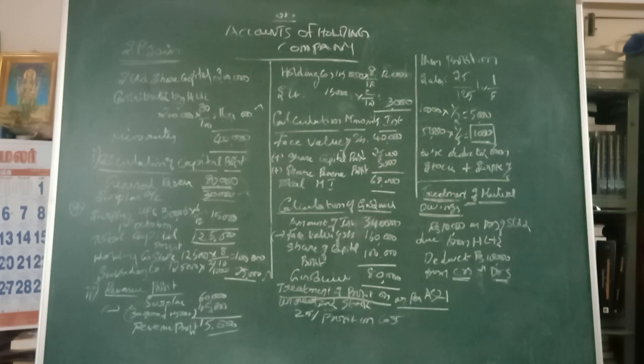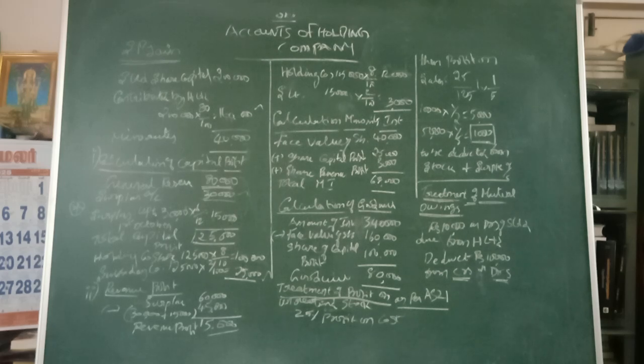Then minority interest, you know very well. What is minority interest? The value of the capital and revenue profit for the minority. So the total face value of the shares is 2 lakh. Of that, the holding company contributed 1 lakh 60,000, so the balance of 40,000 is by the minority. So 40,000 plus the share of capital profit, plus the share of revenue profit, 25 plus 3. So total minority interest is 68,000.